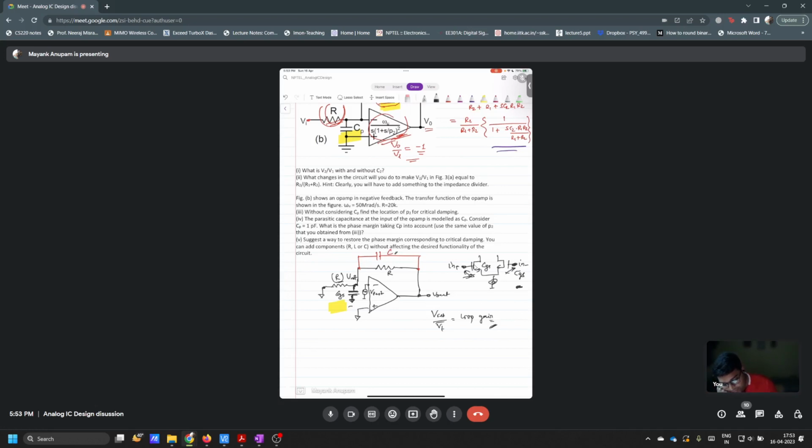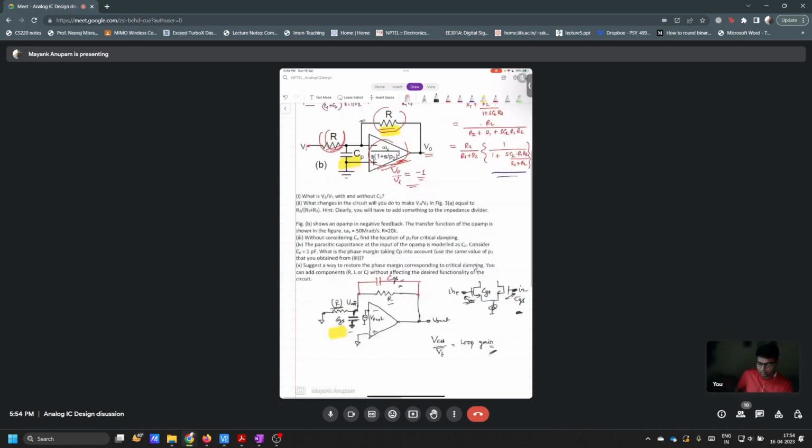Sir, CGS. Yes, it will be CGS only. Basically, it will be CGS since this R and R are same. This would have been R2, this would have been R1, then this would have been some different capacitor CGS. Okay, fine. So you understand this, right? Everyone understood why I am adding a capacitor CGS here.